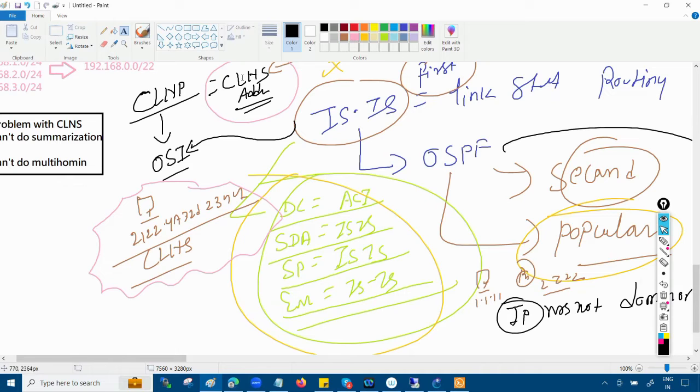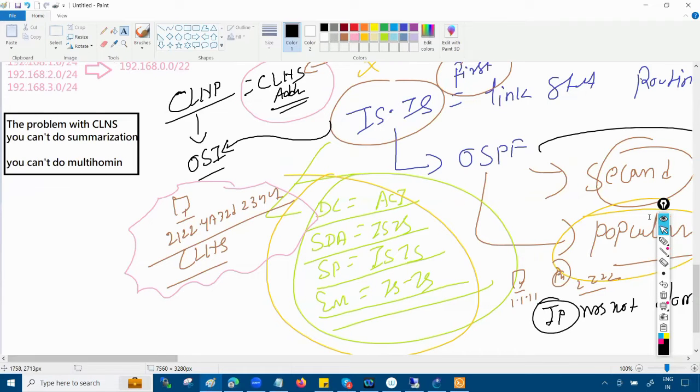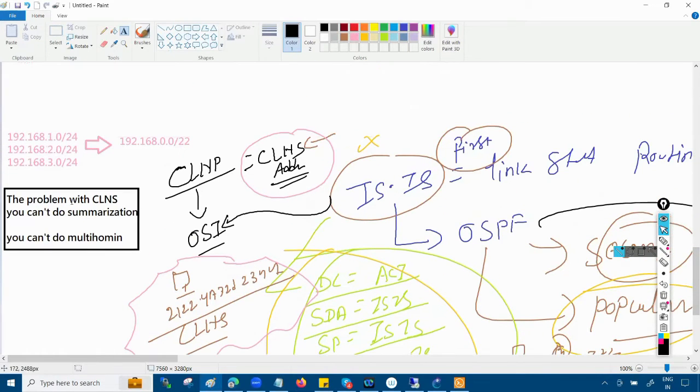The addressing mechanism was CLNS, right? CLNP was a dominant protocol at that time. IP was not a dominant protocol. But the problem with CLNS is what? You cannot do summarization and you cannot do multi-homing in CLNS, right? But with the help of IP, what happened? You can do summarization, and you can do multi-homing too.